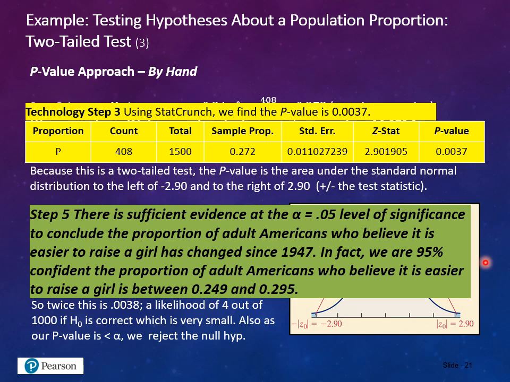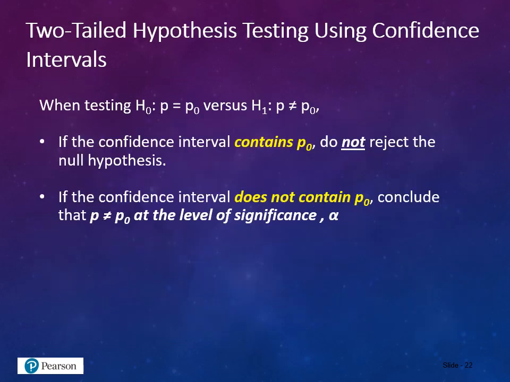One of the last things we're going to cover in this section is how to test a two-tailed hypothesis using confidence intervals. When testing, the null hypothesis is p equals p0, or the population parameter equals the sample statistic, versus the population parameter doesn't equal the sample statistic.